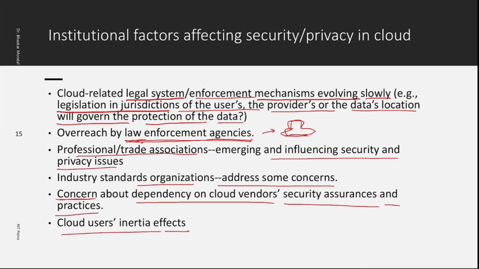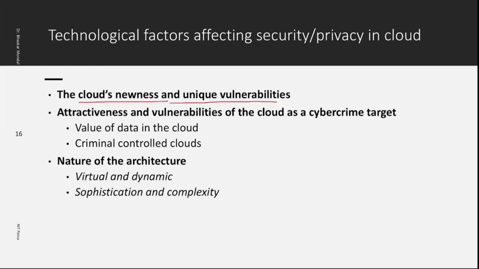You see, the cloud's newness and unique vulnerability is the big thing. So even today, cloud is evolving, and lots of new services are coming. So they are new. Newness in the cloud: all the time, new things are evolving there, and unique vulnerabilities also. That means these vulnerabilities come with new technologies never seen before. So most of the time the attacker can find those vulnerabilities and exploit them.